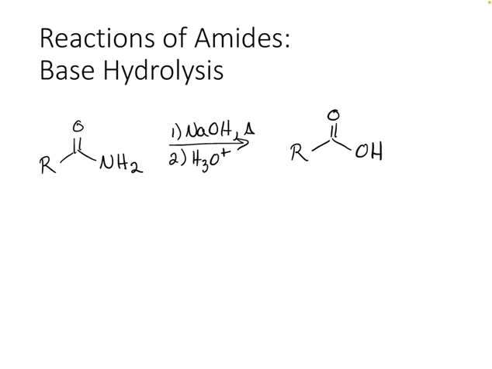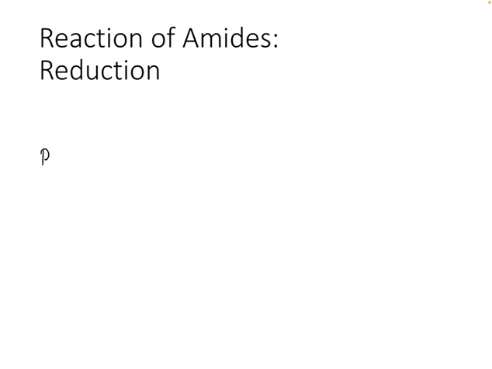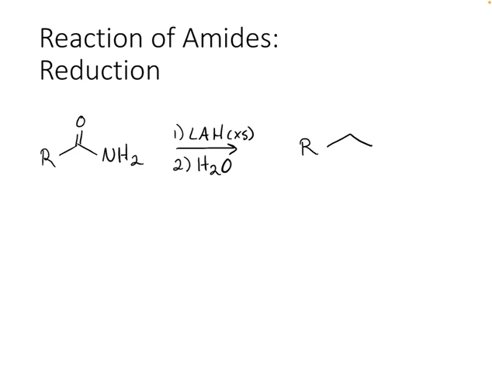Okay, so let's look at the reduction of an amide. So this is similar to our other derivatives as well. We're going to use lithium aluminum hydride in excess, followed by water. And this is going to reduce that carbonyl group so that we end up with a primary amine. So we're just adding 2 hydrogens to that central carbon there. So again, really similar to other reactions we've seen before.